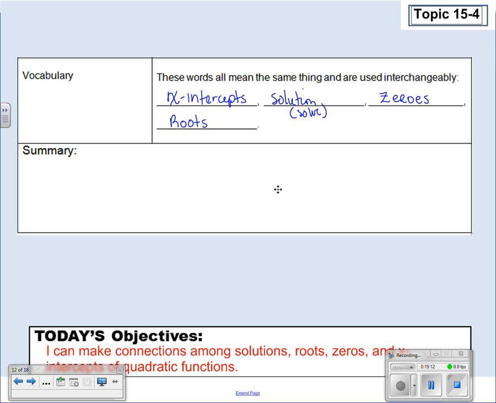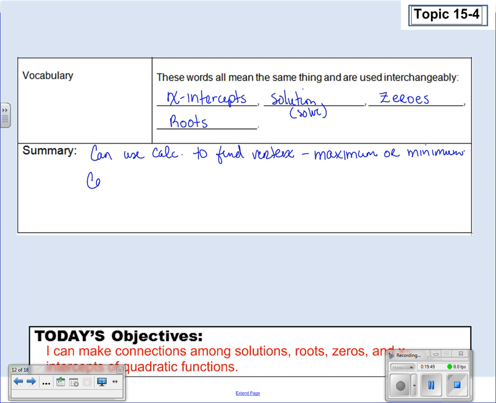So we asked ourselves, how can I make connections among the solutions, the zeros, and the x-intercepts? Well, we know that they all mean the same thing. So I'm also going to write a couple extra things. We did use the calculator to find the vertex. And when we did that, we're either finding a maximum or a minimum, depending on if it's a maximum or minimum vertex.